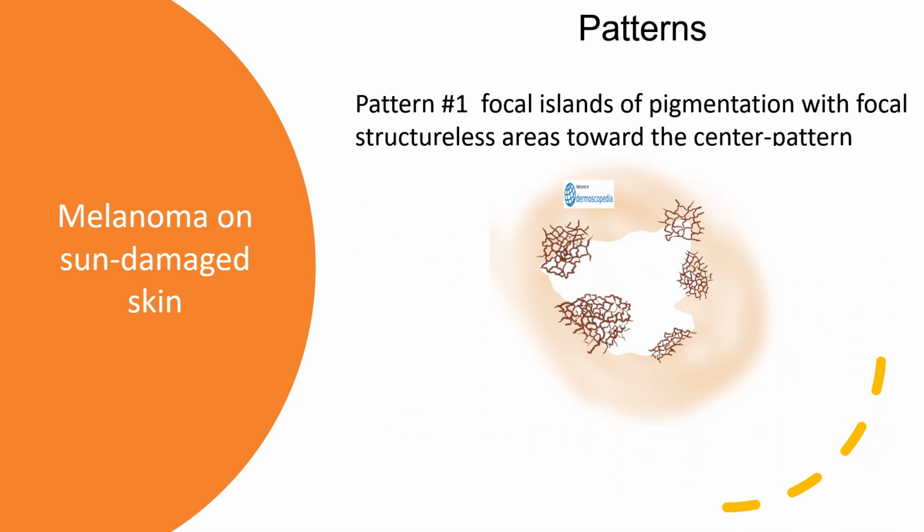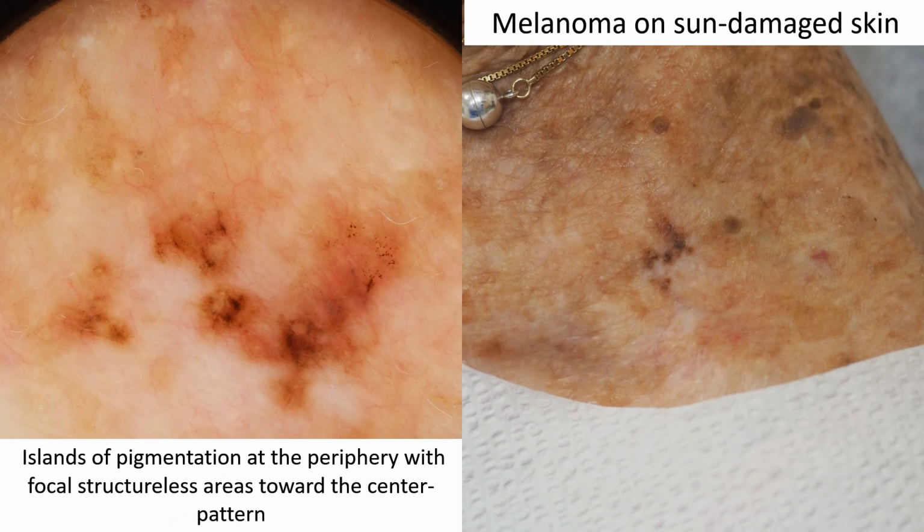Pattern 1 are focal islands of pigmentation with focal structureless areas towards the center. And here we see this very subtle melanoma on sun-damaged skin. And what you see here are these islands of pigmentation at the periphery with focal structureless areas towards the center. And you can see that these center areas are almost punched out with this pigmentation at the periphery.